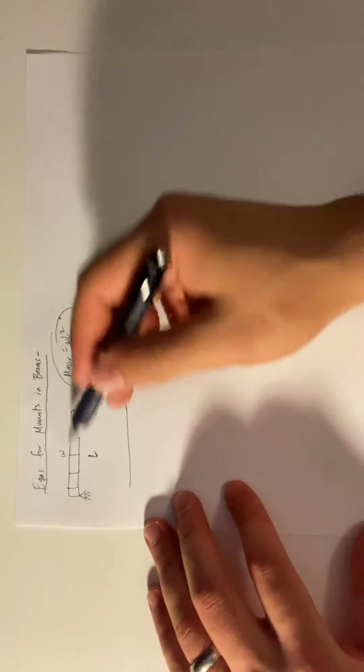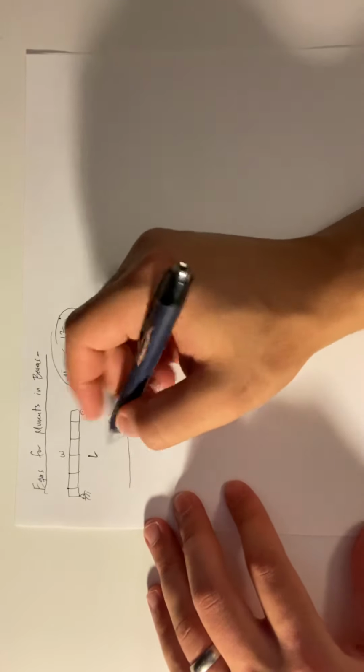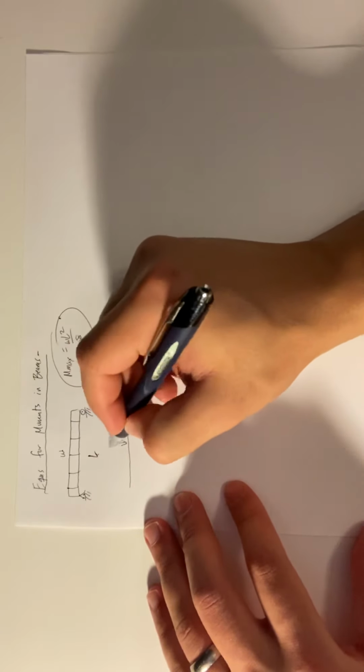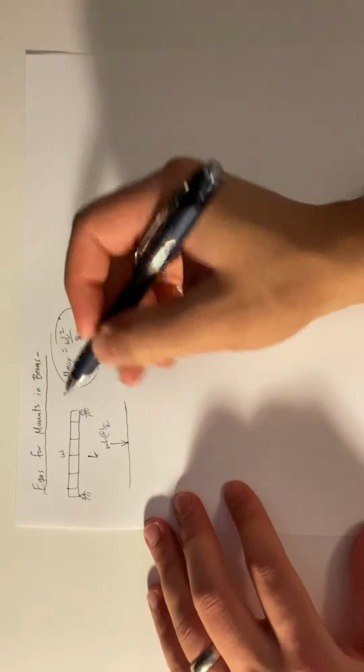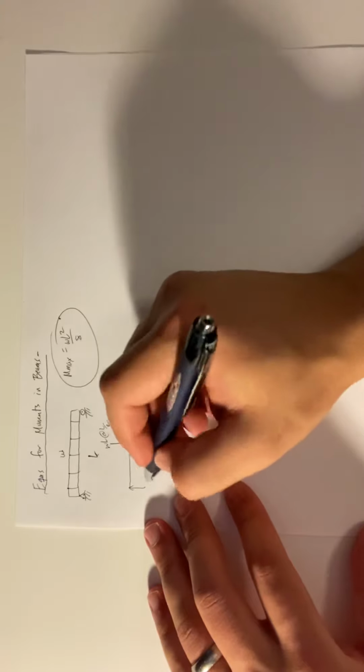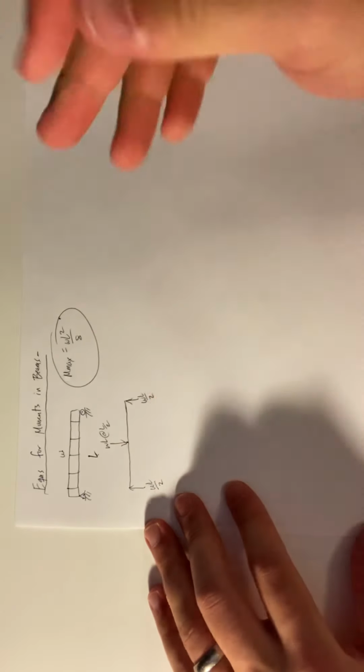So first, what you want to do is find the reactions here. Based on statics, W times L, you have WL right at the center at L over 2. Meaning by symmetry, this has to be WL over 2. This has to be WL over 2.